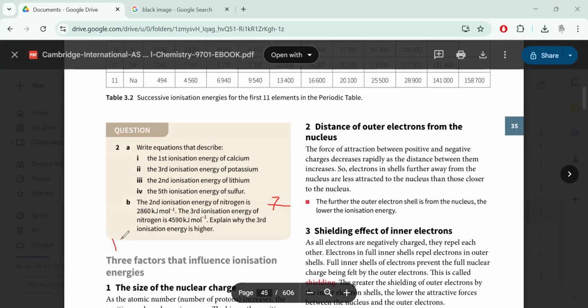So 1s2, 2s2, and then we have 2p3. So 2 plus 2 plus 3 equals 7. This would be the electronic configuration of nitrogen. Okay.